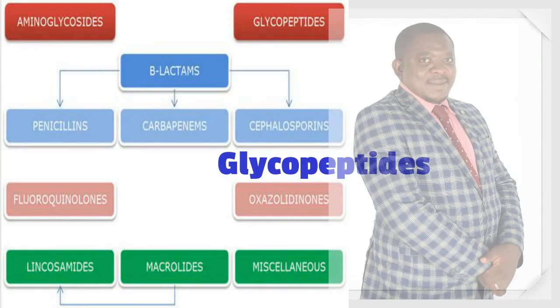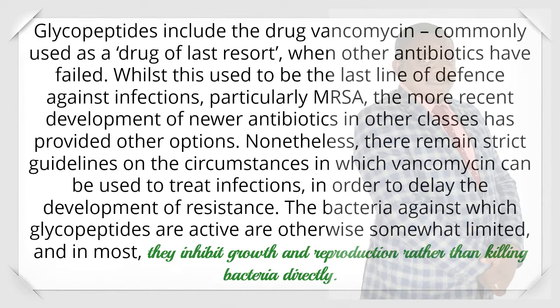Glycopeptides. Glycopeptides include the drug vancomycin, commonly used as a drug of last resort when other antibiotics have failed. Whilst this used to be the last line of defense against infections, particularly MRSA, the more recent development of newer antibiotics and other classes has provided other options.